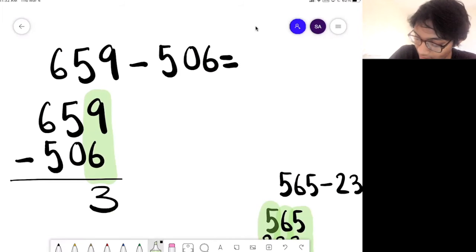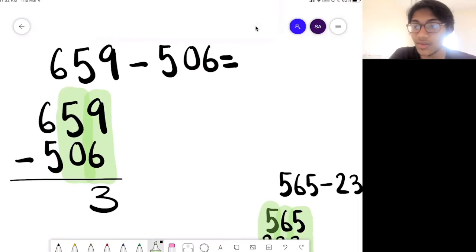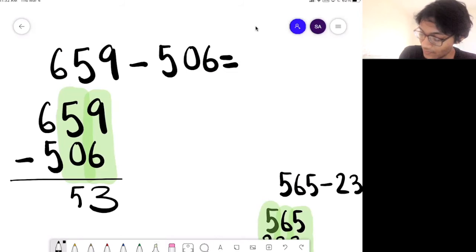Next column, I have 5 minus 0. So 5 minus 0, well, what is anything minus 0 going to be? It's going to be itself. So 5 minus 0 is 5.